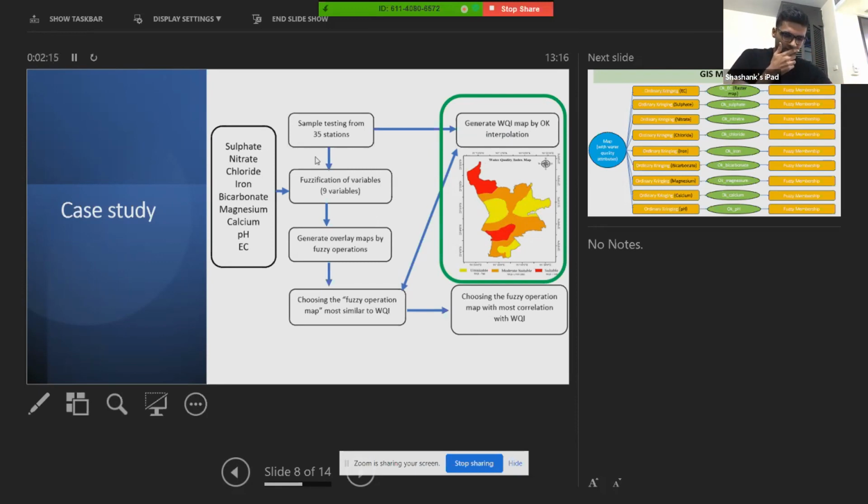So groundwater has some physiochemical parameters, or in GIS language, I want to say that groundwater has some attributes. So these attributes are sulfate, nitrate, chloride, iron, bicarbonate, magnesium, calcium, pH, and electrical conductivity.